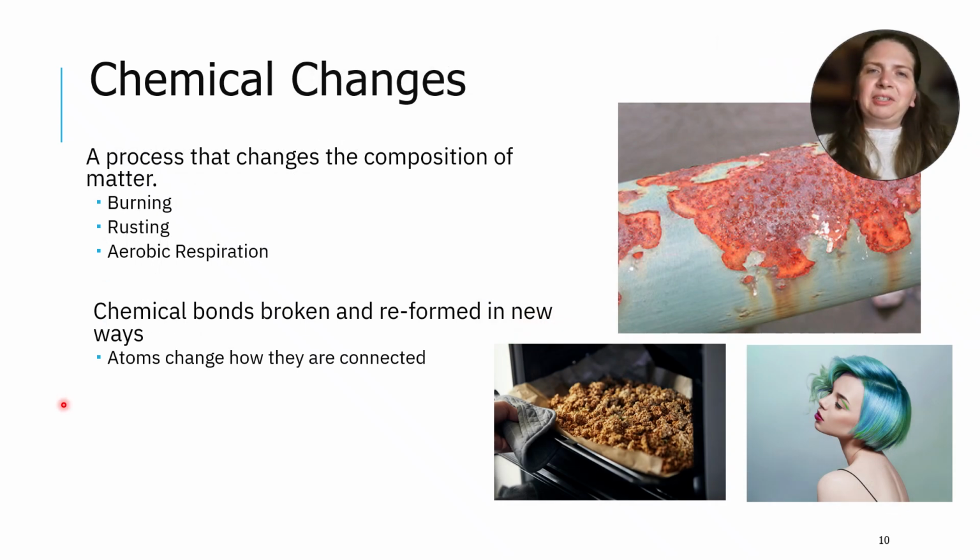Chemical changes involve changing the composition of matter into something new. Examples of chemical changes include burning, rusting, and aerobic respiration, which is the chemical reaction occurring in your body every time you breathe. Other examples include dyeing hair and baking. During a chemical change, chemical bonds between atoms are broken and new bonds are formed. The atoms themselves do not disappear, instead, they become connected in new ways.